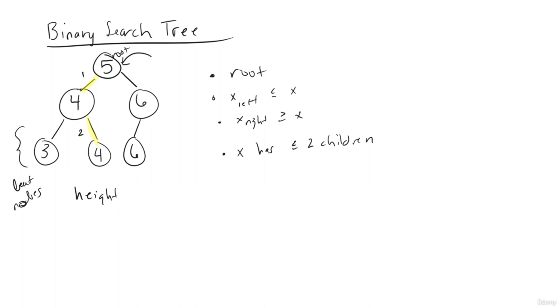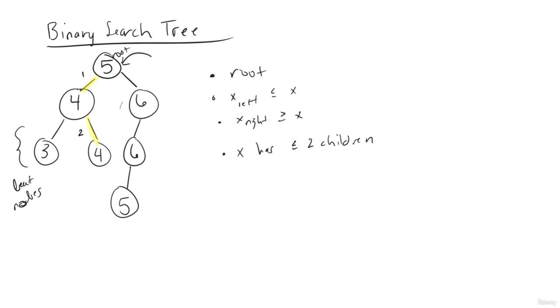But let's just say, for instance, we wanted to insert a number, let's say the number 5. 5 would work too, 6 would work, it really doesn't matter. But if we want to insert the number 5, we would start from the root and say, 5 is less than or equal to the root. And we go down here and then we say, 5 is less than or equal to 6, right? And then we would insert 5 down here.